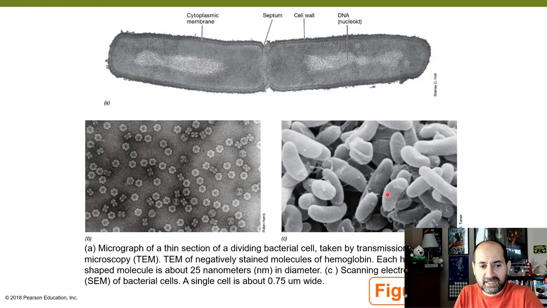And then in C, we haven't touched on this yet, but this is a scanning electron micrograph of bacterial cells. Remember, I said with scanning electron microscopy, you see the surface of cells. So if you're ever seeing electron microscopy and you see surfaces like this, you know it's a scanning electron micrograph. If you're seeing inside of cells like this, you know it's a transmission electron micrograph.